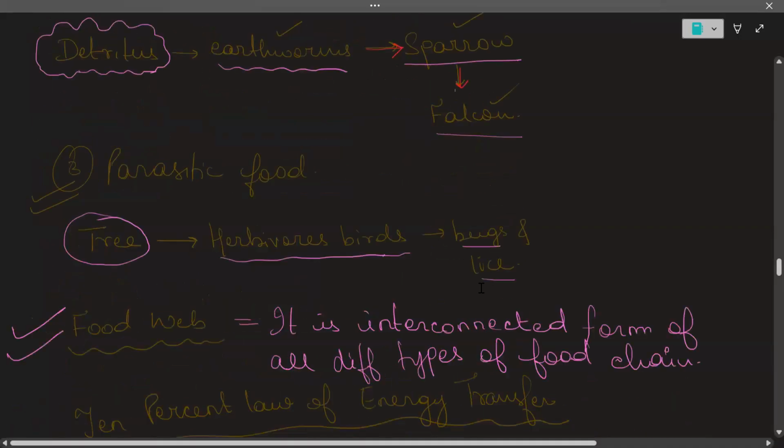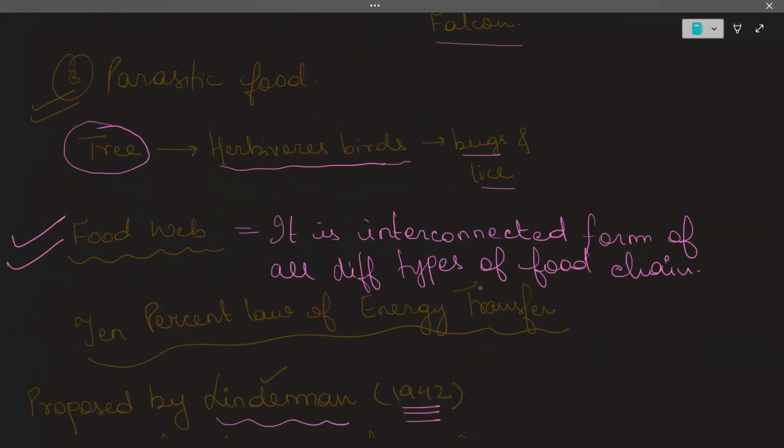Then there is the parasitic food chain. Here, a tree has herbivorous birds. These herbivores, the birds, eat the fruits. And then the birds have bugs and lice on them, which are parasites. So this is a parasitic food chain. Then comes the food web. The combination of all the food chains, or the interconnected form of all the food chains, is called the food web.